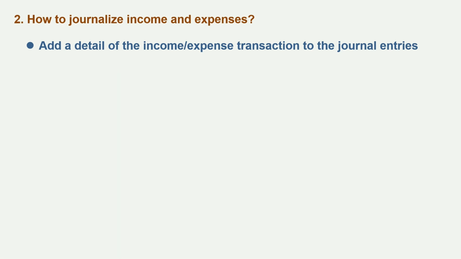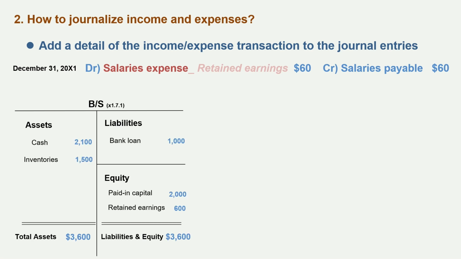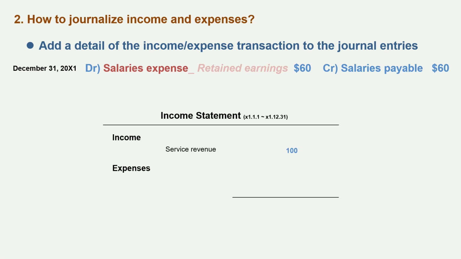Similarly, imagine writing a journal entry for an expense like this. The entry would tell an accounting software program to decrease the retained earnings account on the balance sheet by $60. It would also tell the software to show on the income statement that the $60 salaries expense was incurred in 20X1.